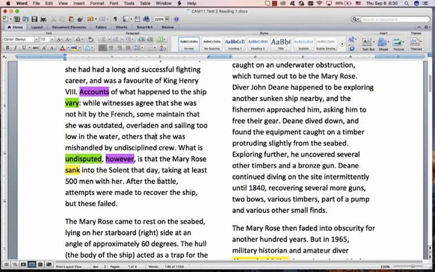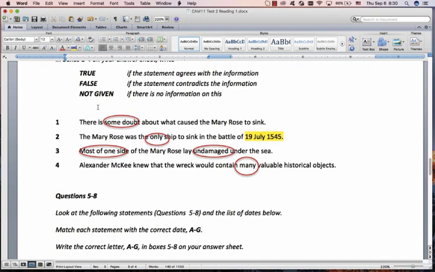And then, was it the only ship to sink? I see nothing about other ships sinking. So that means there is some doubt what caused the Mary Rose to sink, because some people say one thing, other people say another thing. We are not sure. And that's what doubt means. That's true. Was it the only ship to sink? We don't know. There's nothing there about other ships. So that must be not given. Right, very difficult.